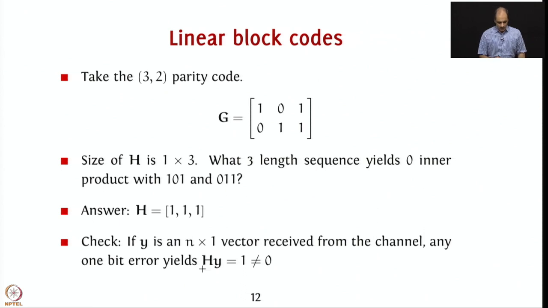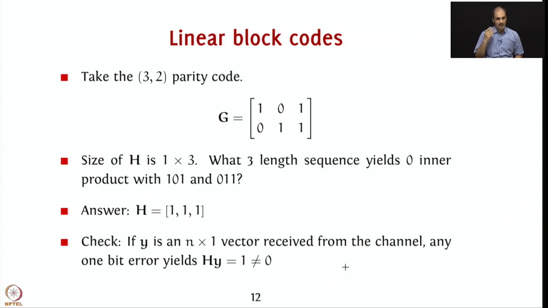Do not take that. If y is an n cross 1 received vector from the channel, now here is the interesting part. Any 1-bit error will lead to Hy equal to 1, which is not 0. Why? Because if you look at the h that we chose, 111, it should have even parity. But if only 1 bit is flipped, 101, 011, 110 or 001, any of these, if you multiply this h, 111, by the received code word, you will get 1. So multiplying with the parity check matrix signals that a bit error has occurred.